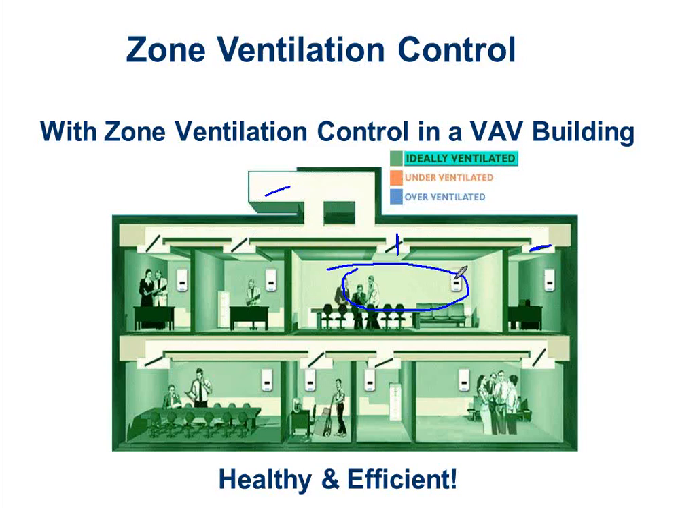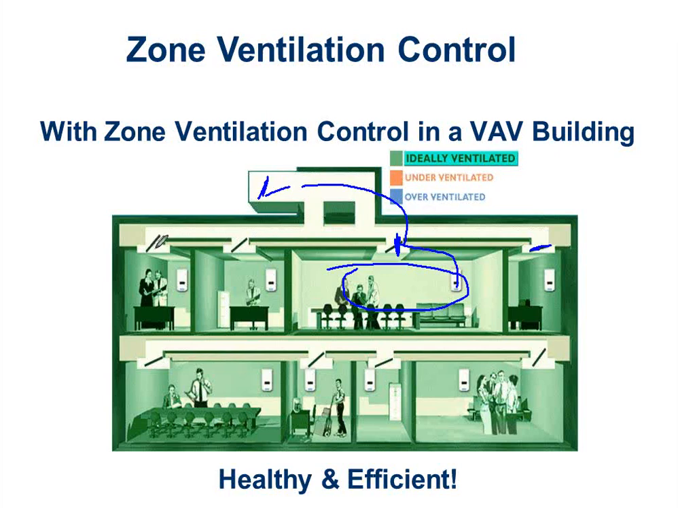If this CO2 sensor cannot meet its set point by opening up his local zone damper, then what he'll do is he'll tell that damper, hey, I'm not getting it done. And then he'll tell the main air handler, hey, somebody's not getting all the air they need. Then that damper is going to have to go open to a higher fraction of outside air.